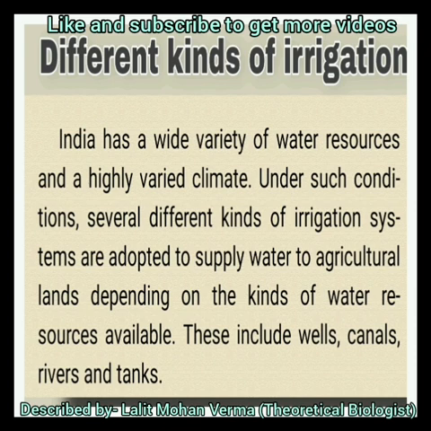Different kinds of irrigation. The design, equipment, and technique of replenishing the soil water deficit by applying irrigation water is known as irrigation system. Depending upon the kind of water resources available, several irrigation systems are adopted in India to supply water to the agricultural lands. These are wells, canal system, river lift system, and tanks. So these are the different kinds of irrigation system in India.